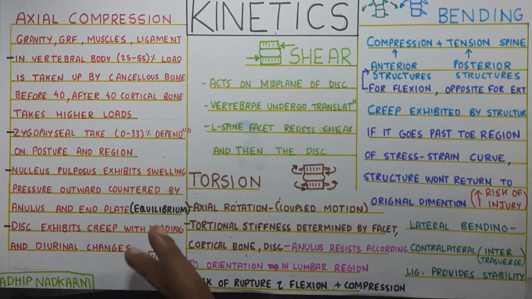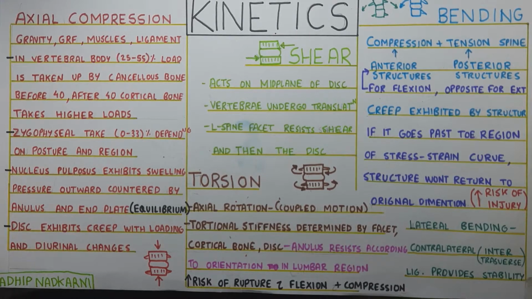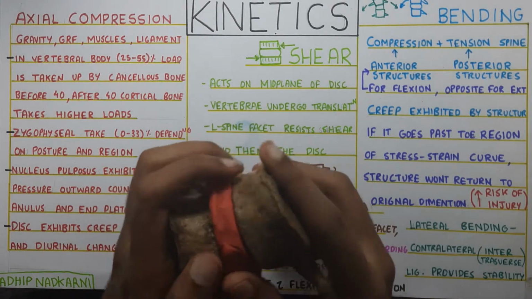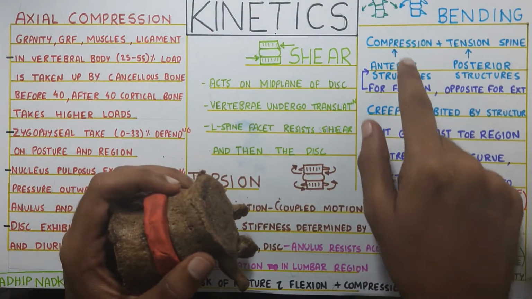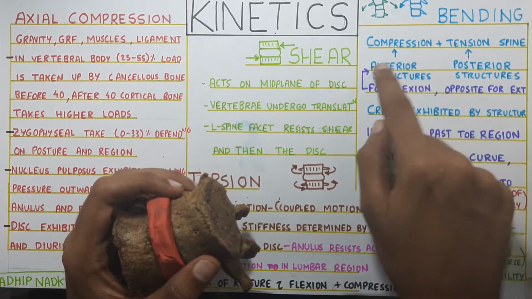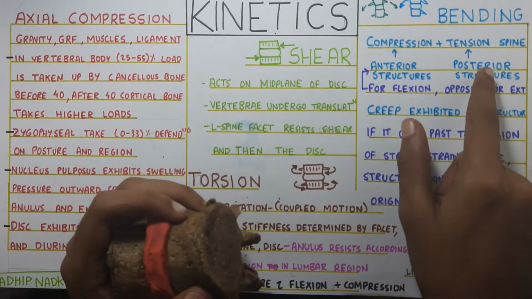Okay, so now let's go on to the last one, that is the bending forces. Now over here, bending forces is commonly seen in flexion and extension. So in bending, if you take flexion, there is compressive force on the anterior structures, and tension or distractive forces on the posterior.